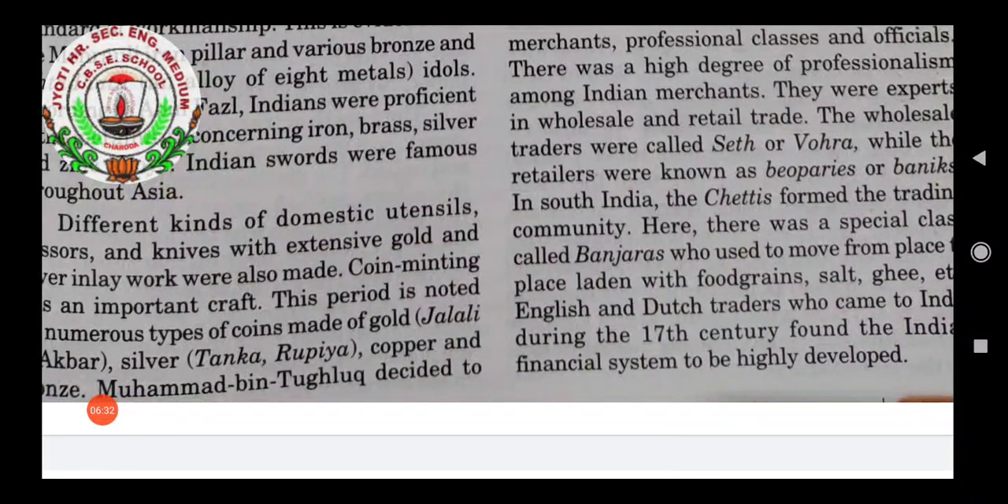Now in the 17th century, when the English and Dutch traders reached India, they discovered that India had a very strong financial system and a very well developed trade and commerce.